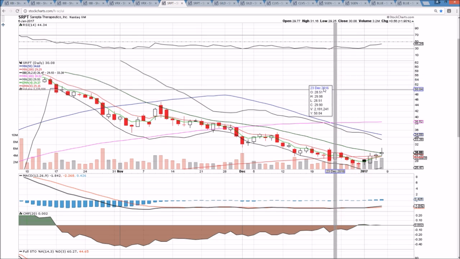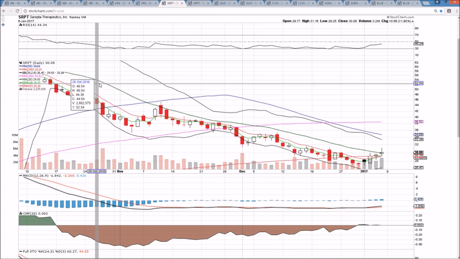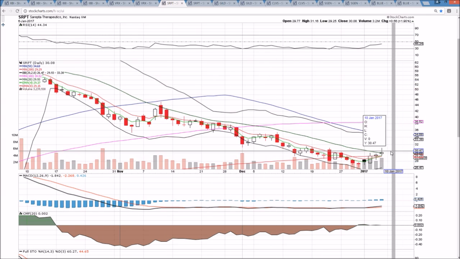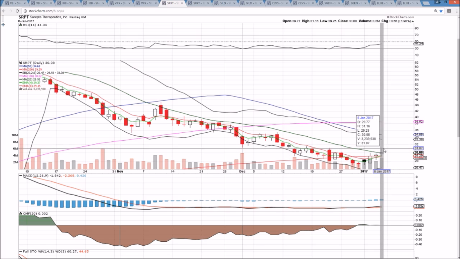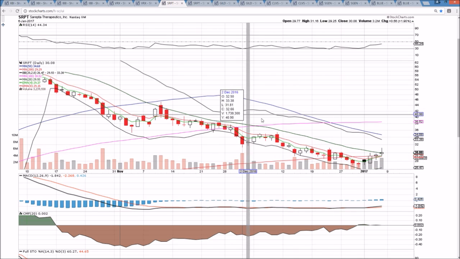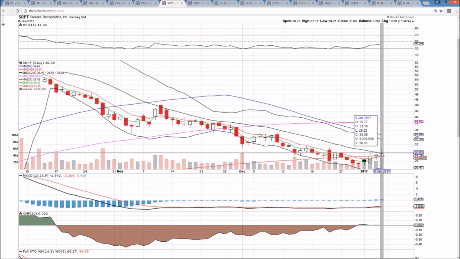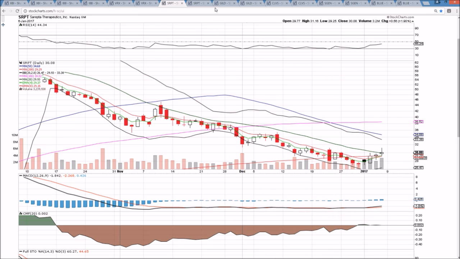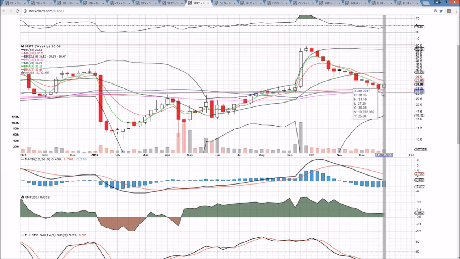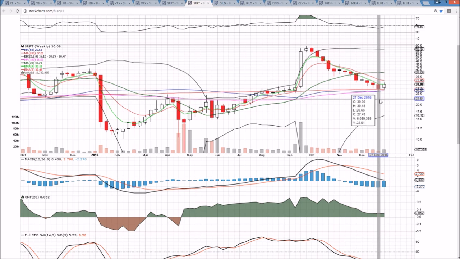SRPT, same thing with that middle Bollinger Band. 3 months with it as resistance. Finally, we have it as support. And why I like SRPT here is because not only that factor, the fact that we have that middle Bollinger Band as support for the first time in a long time, but the weekly chart is bouncing right off what I call a moving average support band.